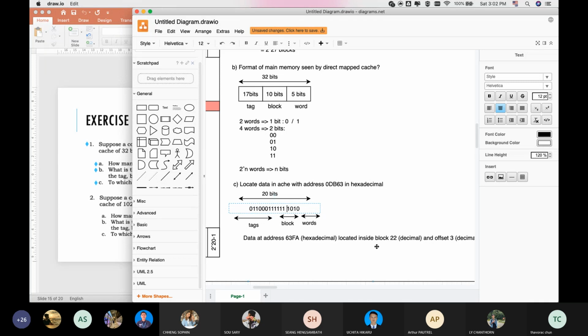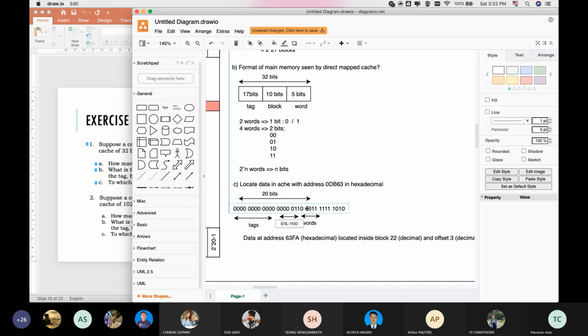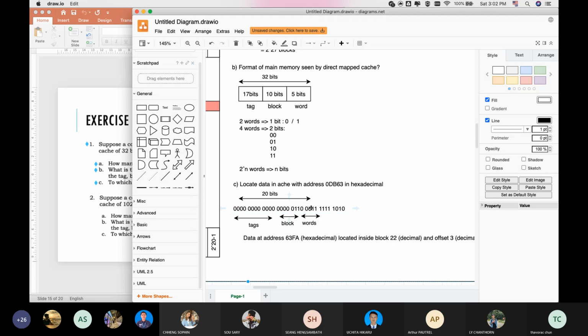So now we have 4 here, 4 here, 4 here. So we have 16 bits now. We need to add more. Okay, let me copy like this. Okay, 16, and we need one more. Like this. Make sure you have 32 bits.